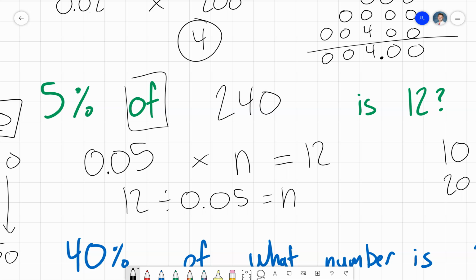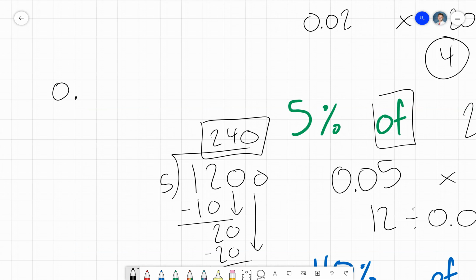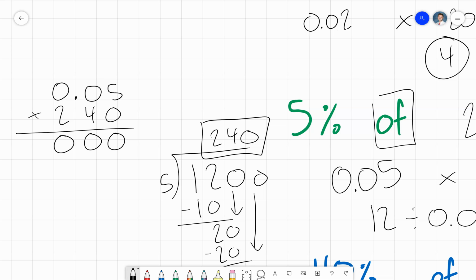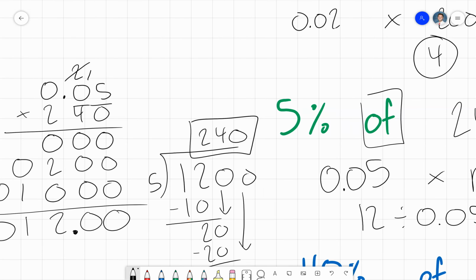And if you wanted to check your work here, we know that 5% times 240 would have to equal 12. So if we went back and multiplied 5% times 240, we would get 12. 0 times 5 is 0, 0 times 0 is 0, 0 times 0 is 0. 4 times 5 is 20, 4 times 0 plus 2 is 2, and 4 times 0 is 0. 2 times 5 is 10, 2 times 0 plus 1 is 1, 2 times 0 is 0. And we have 2 decimals, so our answer would be 12.